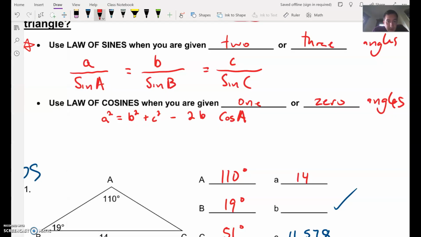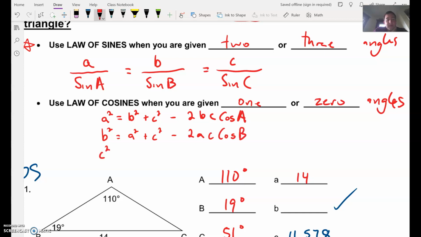2 times B times C times the cosine of A. Just some refreshers: B and C are also going to be right there, and this A is going to match this. If I needed to switch it around and I'm solving for, let's say, B, then this would be an A, this would still be a C, then this would be an A and a C, and this would be a B, because it has to match the front.